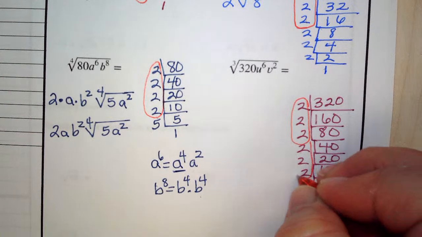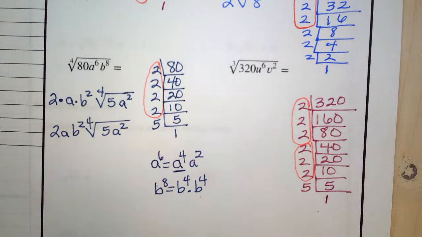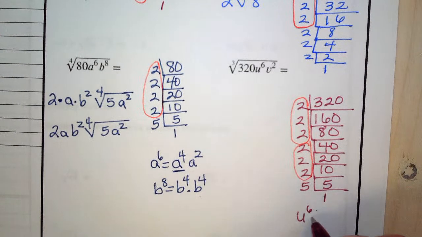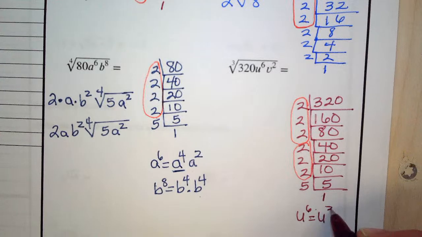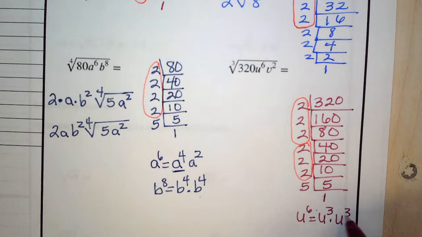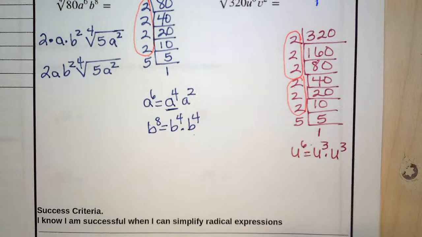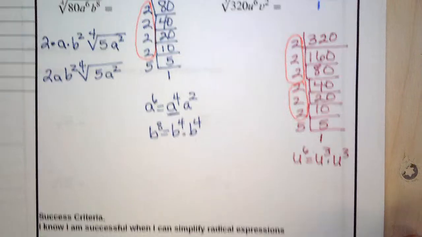Got another one here. One left over. U to the 6th is equal to U to the 3rd times U to the 3rd. So I'll be able to bring out 2 of these U's. V squared is not big enough to bring anything out.